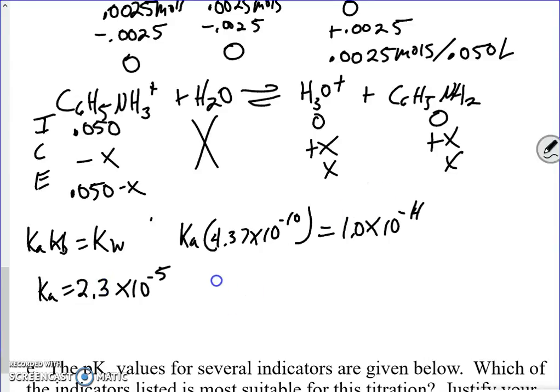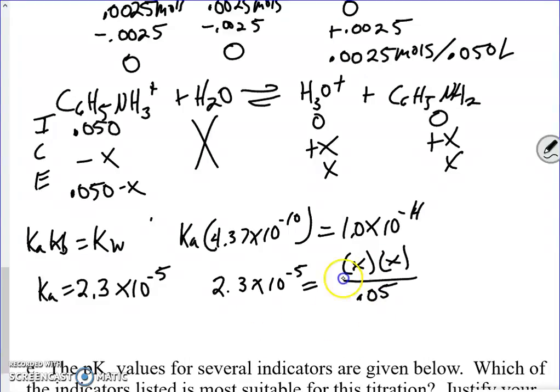Now we can solve for x. 2.3 times 10 to the negative 5th equals x times x divided by 0.05. Well, we know how to solve this. We multiply by 0.05, which gives us x squared. Take the square root of it. And what we get is x is equal to 1.1 times 10 to the negative 3rd. And that is our concentration of hydronium.